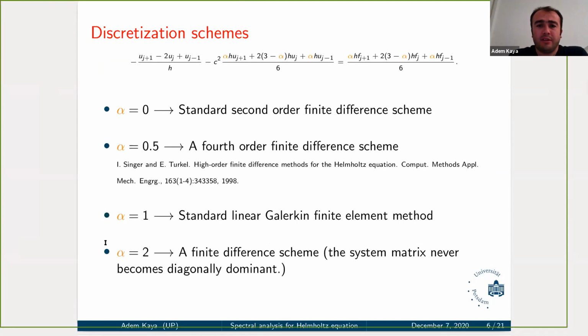Okay, so this is the main discretization scheme for our model problem that depends on the parameter alpha. When alpha is zero, this finite difference scheme is equivalent to the standard second order finite difference scheme. When alpha is 0.5, it is a fourth order finite difference scheme proposed in this article. When alpha is 1, it is equivalent to the standard linear Galerkin finite element method in one space dimension. When alpha is 2, it's a finite difference scheme for which the system matrix never becomes diagonally dominant, and this will be important in determining different regions.